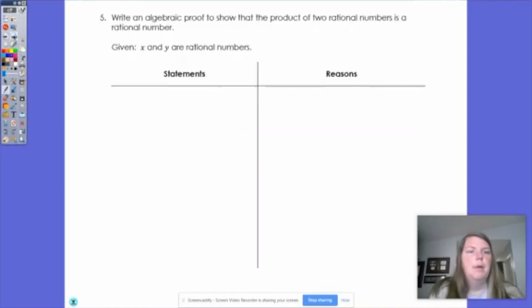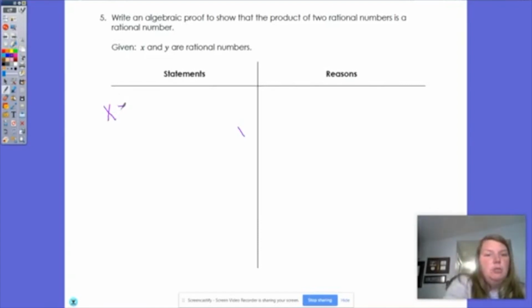The next problem I want to look at is number 5. So we want to write a proof to show that the product of two rational numbers is a rational number. So meaning when we multiply two fractions, no matter what, we are going to get a fraction. And I know you know that that's true, but we want to prove it. So let's say we have x, which is rational, and we also have y, which is rational. That means that they are fractions.